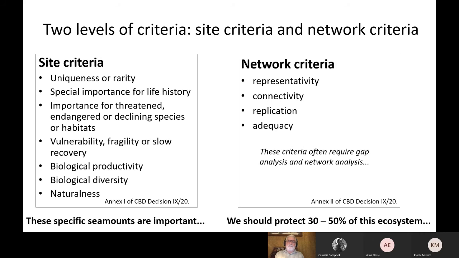So I just described in very general terms site-based criteria, but there's also another scale of criteria called network criteria. Network criteria deals with looking at a broader region and looking at the representativity, connectivity, replication, and adequacy of the overall system of areas that are being identified. So in some ways, site criteria might answer a question such as, are these specific seamounts important? Where a network criteria analysis could answer the question, should we protect 30 to 50% of this ecosystem? So these are two very different kinds of questions and two very different kinds of criteria applied in different ways.